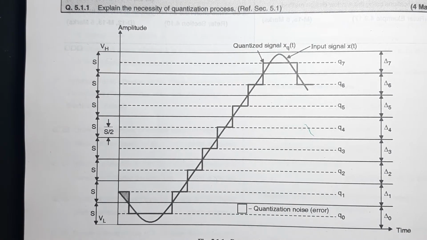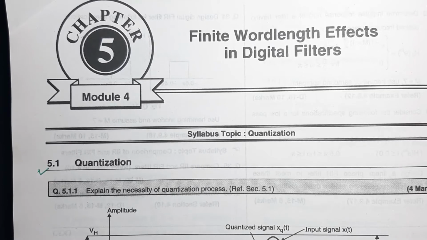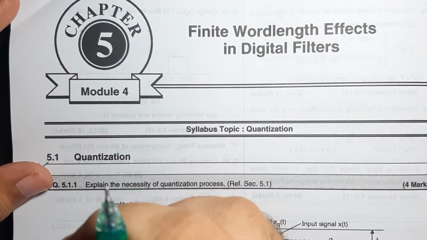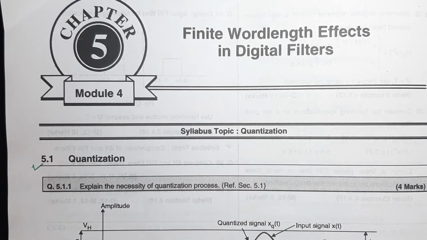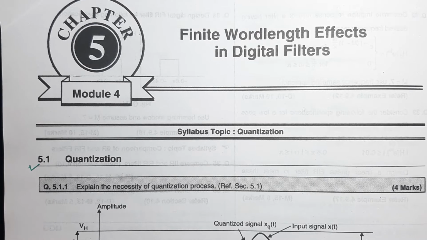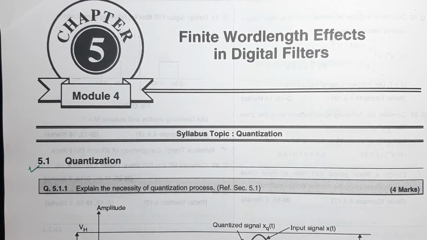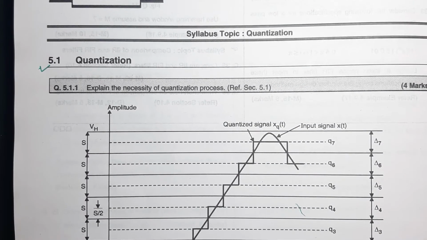The chapter's name is Finite Word Length Effects and Digital Filters. As you can see over here, it is a new chapter altogether. The topic is a little bit smaller as compared to the previous three modules, so we might get it done a little bit faster. Let's see what the topic is and what it describes.